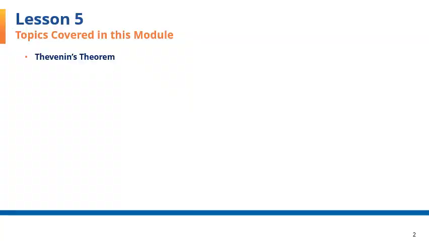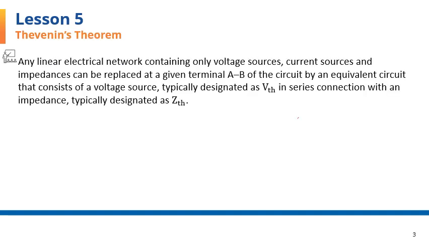Network theory includes several important theorems or laws. We have already seen Kirchhoff's circuit laws in a previous lesson. Two other theorems are Thevenin's theorem and Norton's theorem, named after the people who discovered them. I will describe Thevenin's theorem along with a few examples in this lesson. Norton's theorem will be covered in the next short lesson.